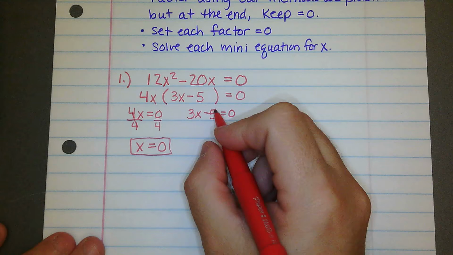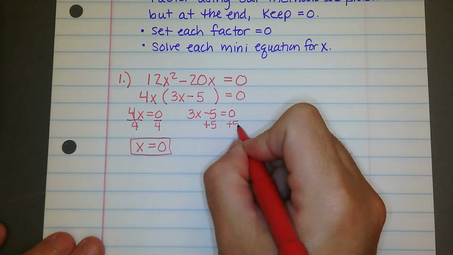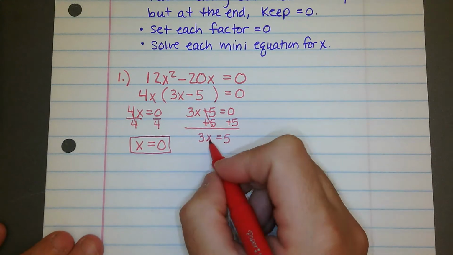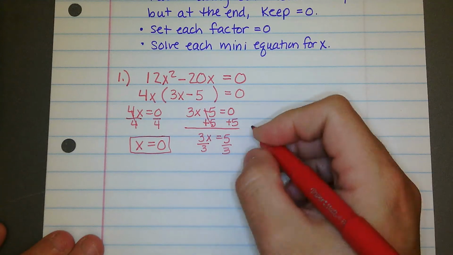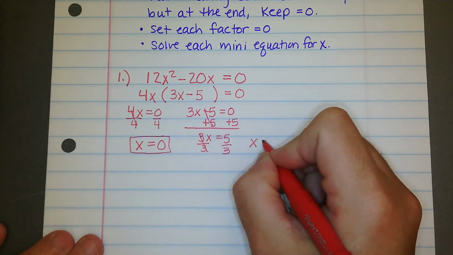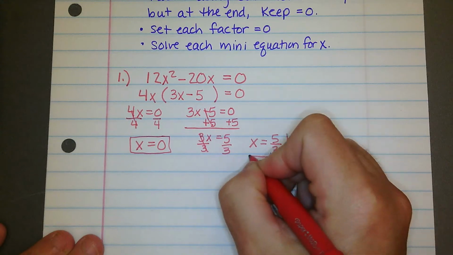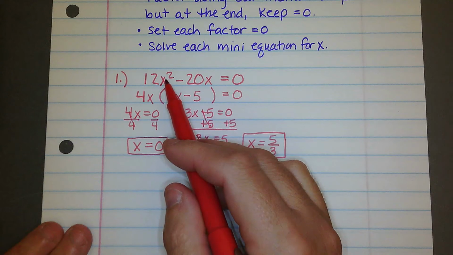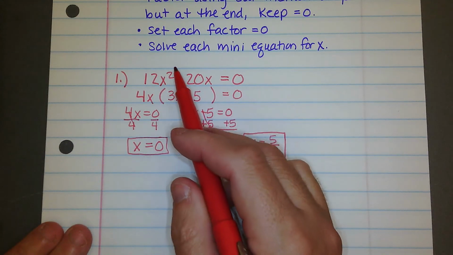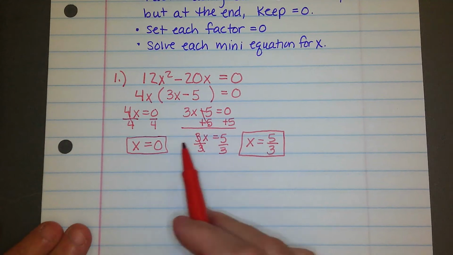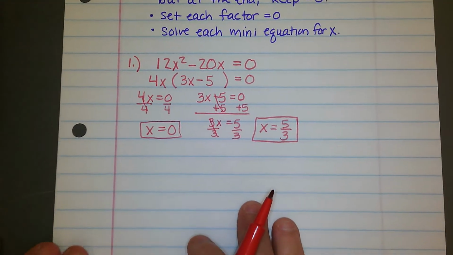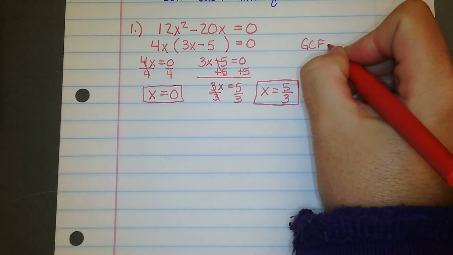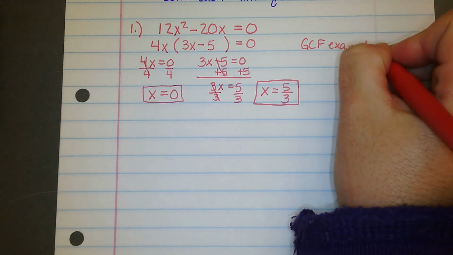For this one, it's a two-step equation, so I have to add 5 to both sides. And then I'm going to divide everything by 3. And I'm going to get x equals 5/3. So for this equation, this is a quadratic. I'm solving this quadratic. There are two solutions. Notice two solutions, x equals 0 and x equals 5/3. Okay, so this was our GCF example. Solving using GCF.